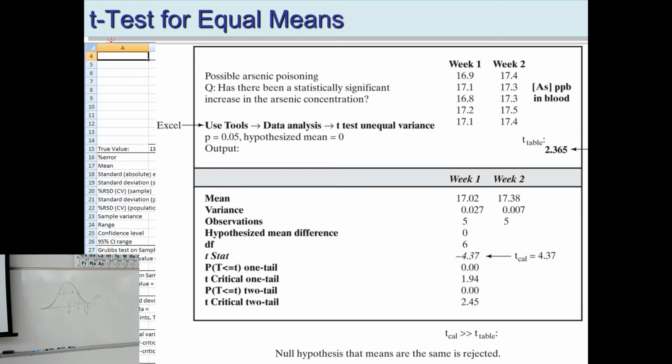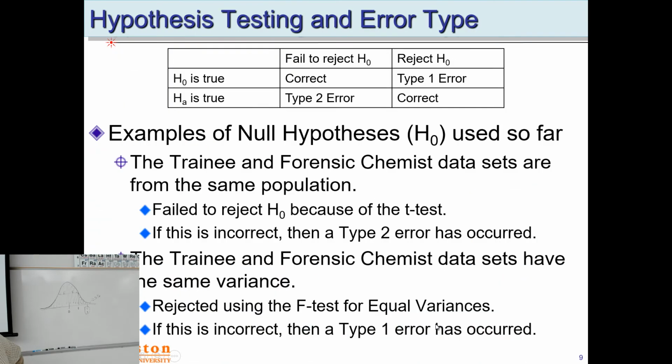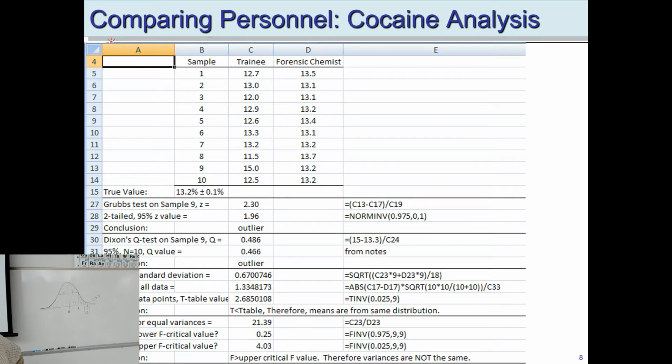Here's the t-test for equal means, sorry. This is the example shown in the book, the Bell book. And once again, if the t calculated is greater than the t-table, the null hypothesis is rejected. Let's go back to our values here. So we calculated a t-statistic here.